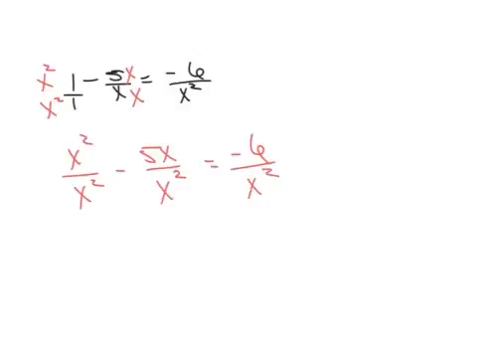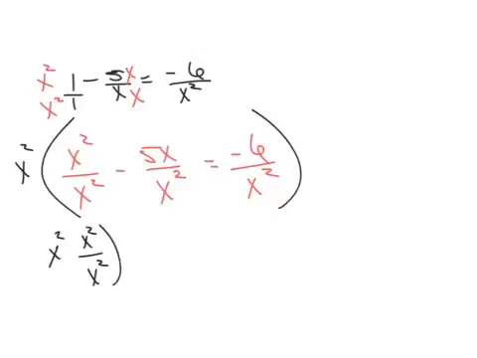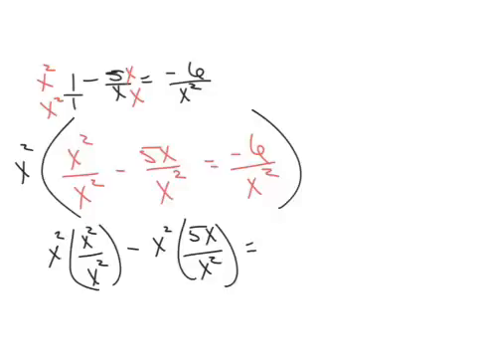Alright, so what is my common denominator? X squared. So what I'm going to do is multiply the whole thing by x squared. So this is just like I did on the other one, and I will be able to get rid of all my denominators this way. And that's what I was trying to do.